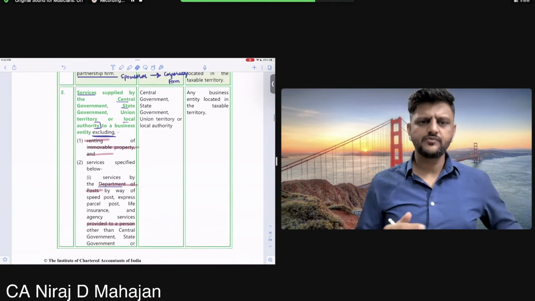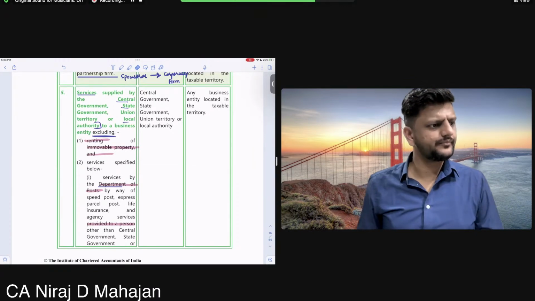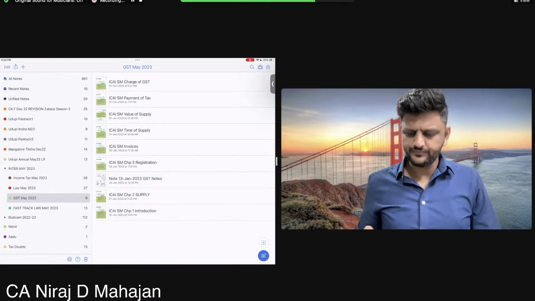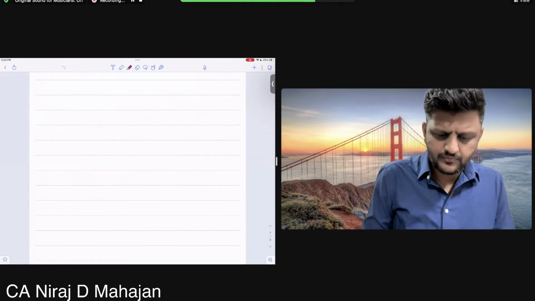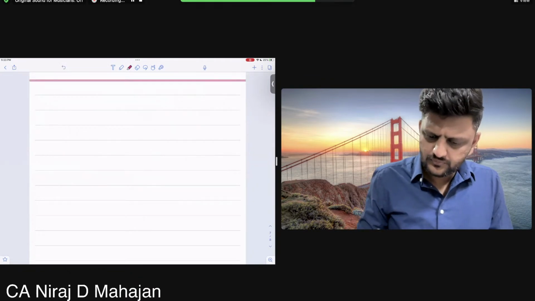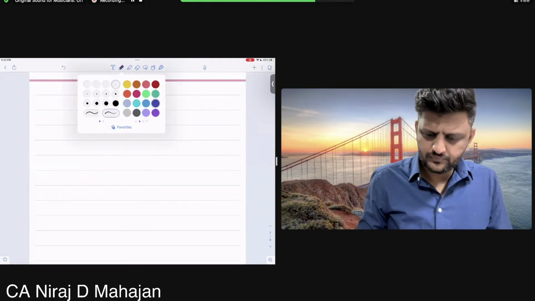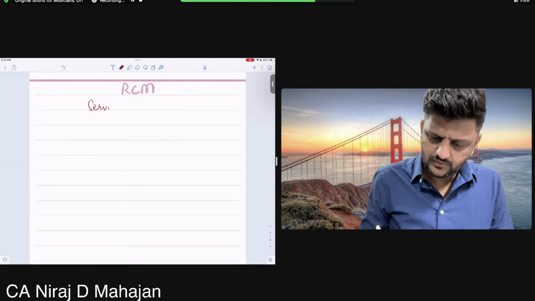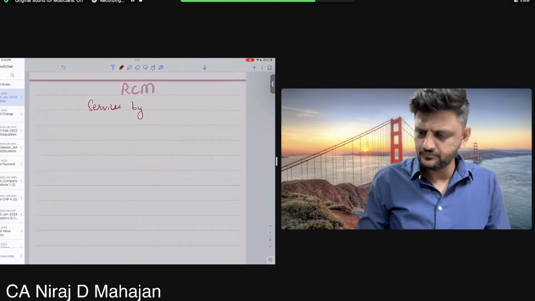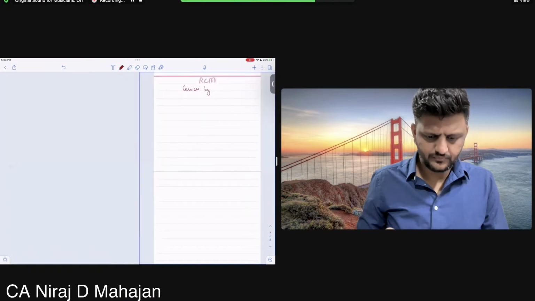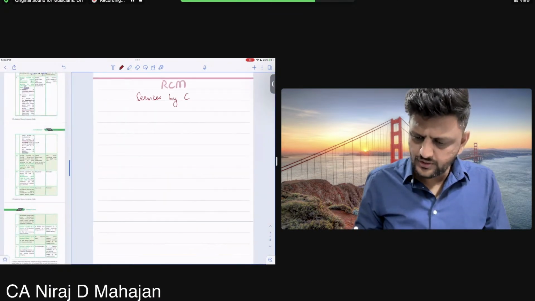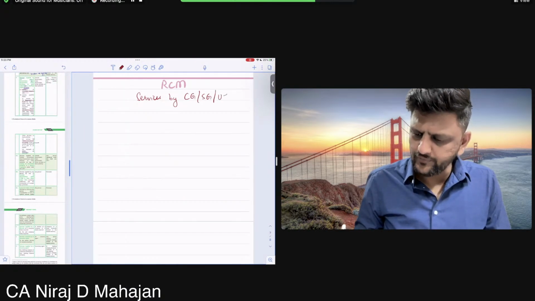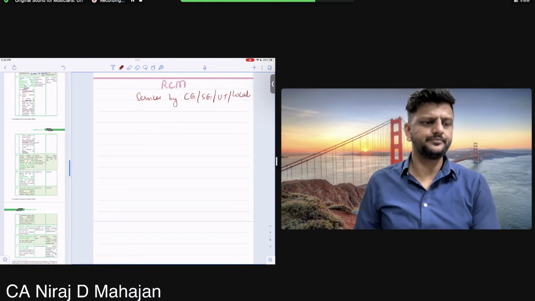So if you want, I'll give you one small table in the notebook. Write down that. Write down for RCM. Ready? The service is by CG, SG, UT, or even your local authority. Fine till here?